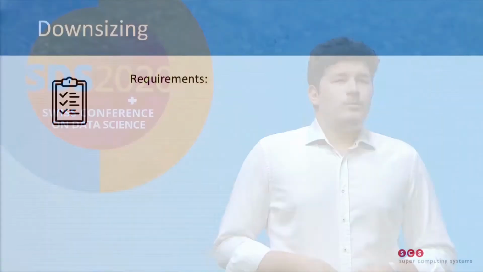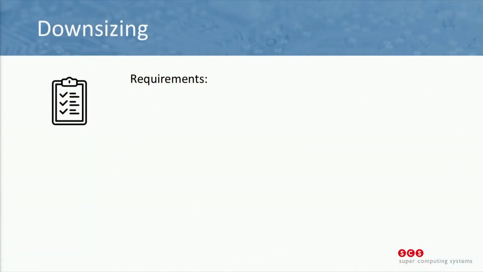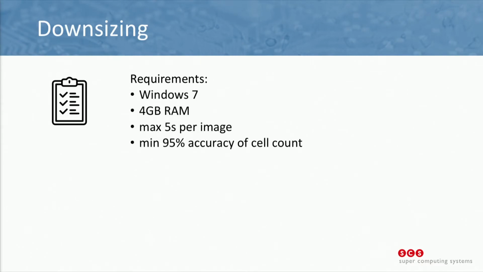Let me talk a little bit about the downsizing. We came up with the following requirements to be able to run in any lab, as I said. We wanted to run on a Windows 7 PC with 4 GB RAM, take a maximum of 5 seconds per image, and reach a 95% accuracy for the cell count.